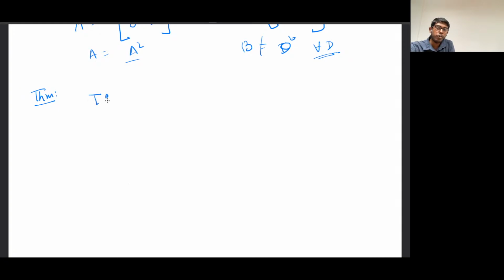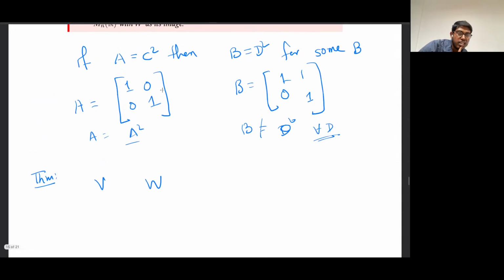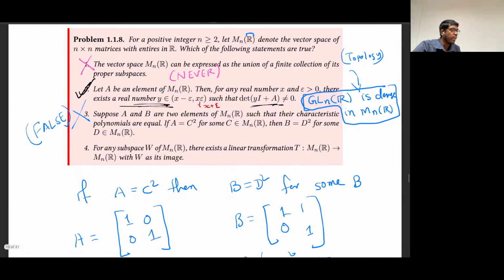So T from V to W. Let's say V and W are two vector spaces. Write the PPT in WhatsApp. Since I'm erasing it here, at the end, whatever remains, I'll send you.